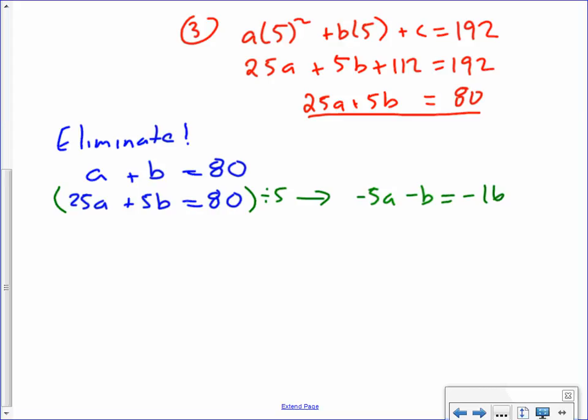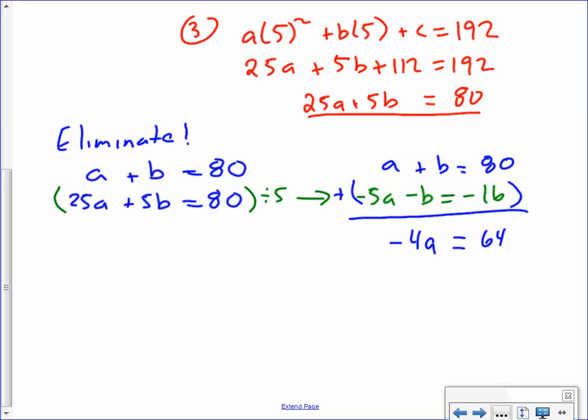Okay. Top one stays the same, so A plus B equals 80. Just add that together, here we go. -4A is equal to 64. Divide that by -4. A is -16.